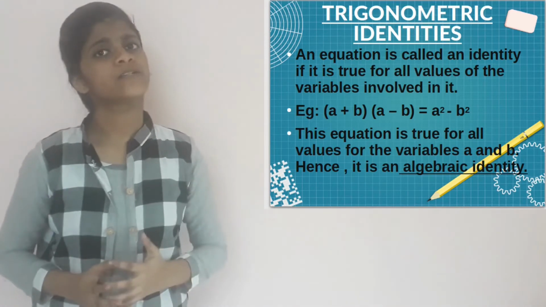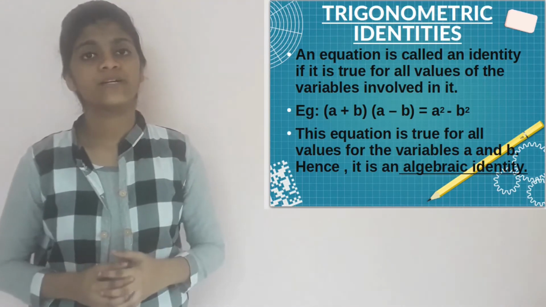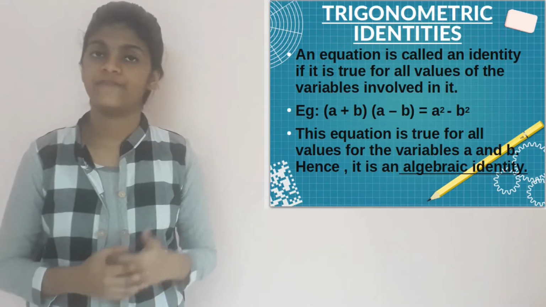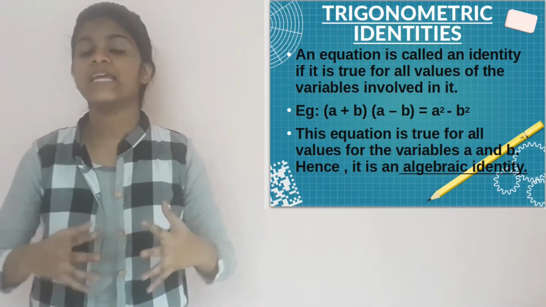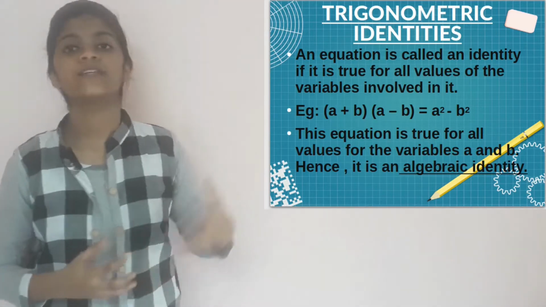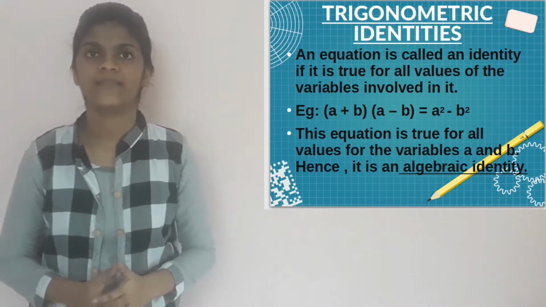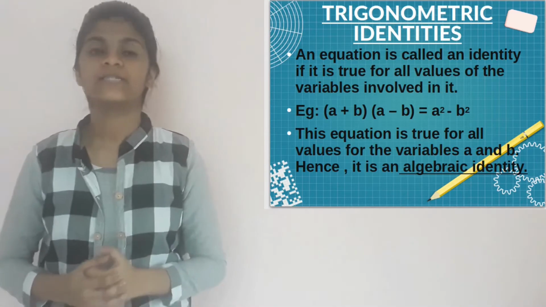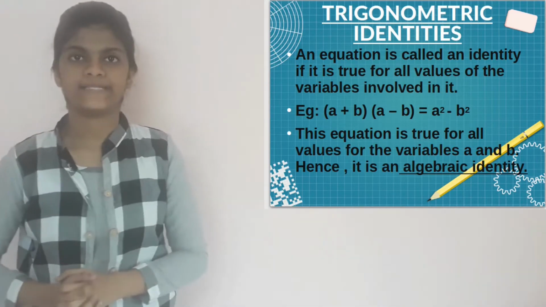Now, why is this equation called an identity? This is because whatever values we give to the variables a and b, we get the same value on both the left hand side and the right hand side. That is why this equation is called an identity. As here it is the case of variables, this is called an algebraic identity.